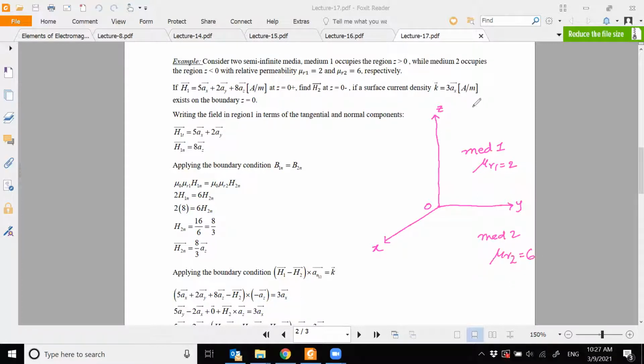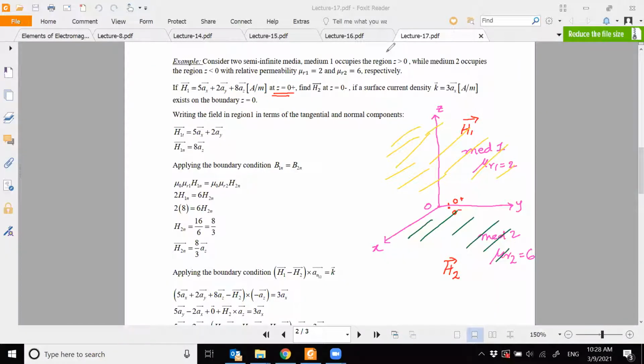Okay, and what is known to us? I know H1 bar, which is equal to this one, and I need to find H2 bar. We know H1 bar near the boundary, just here, which is 0 plus, and we need to find what H2 bar is near this boundary, which is 0 minus. So medium 1 is above z equal to 0, and medium 2 is below.